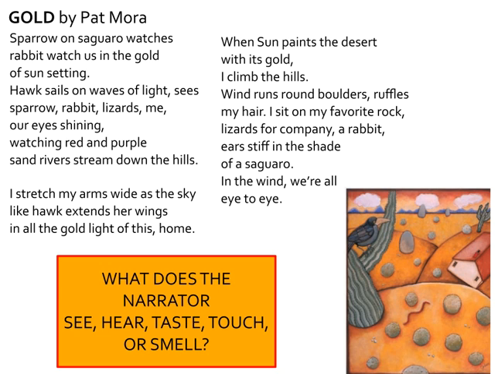So for example, in this first stanza, right, the reader sees the sparrow on the Segura. She sees the rabbit. She sees the gold of the setting sun. She sees the hawk and the sparrow and the rabbit and the lizards. She sees the red and the purple sand rivers. She probably hears them as well, right? So you're going to have a lot of sights, but I want you to notice some of those other senses as well. What does she hear? What does she taste? What does she feel? What does she smell?